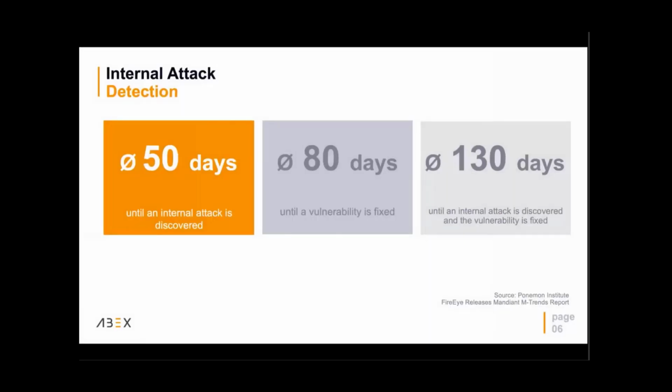Now, internal attacks. The numbers that you see in front of us reflect IT security in general, not just SAP security. But I wanted to highlight them because on average, it takes about 50 days until an internal attack is discovered. When we map this to the SAP field, we could even say that the vast majority of SAP attacks and exploits remain completely undiscovered. It also takes about 80 days to fix a vulnerability.